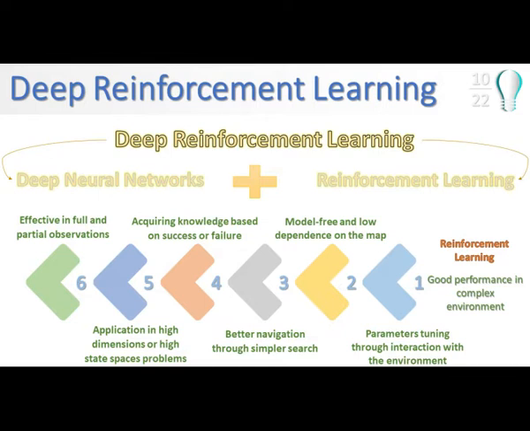Talking about reinforcement learning, using RL algorithms that are based on punishment and rewarding can give us good performance in complex environments. Parameter tuning through interaction with the environment: there is an agent and an environment it can interact with, and tuning these parameters is more realistic. It definitely can have better navigation through simpler search.